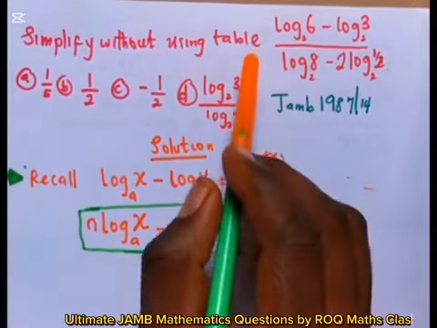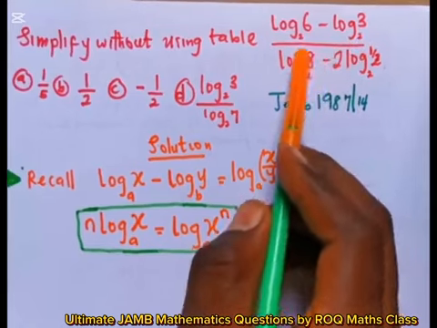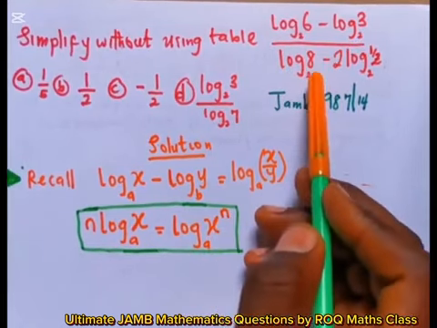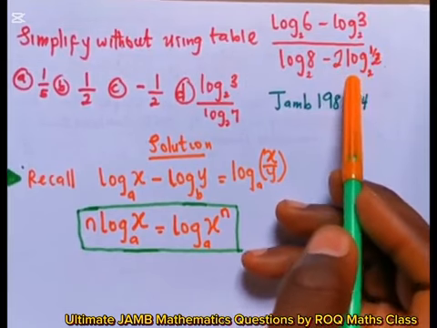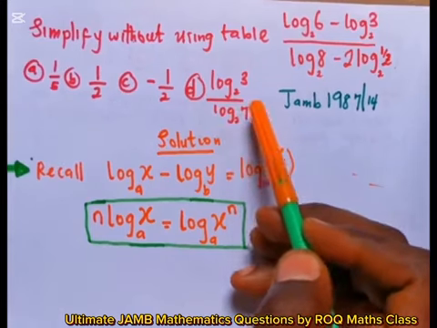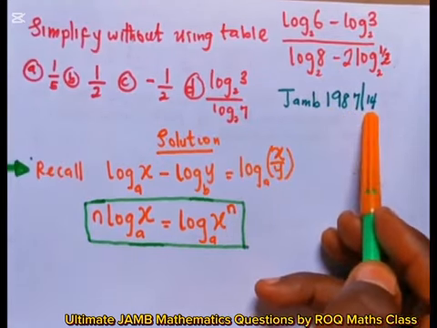Simplify without using table: log of 6 base 2 minus log of 3 base 2, all over log of 8 base 2 minus 2 log of 1 over 2 base 2. And we are given the following options. JAMB 1987, question 14. Solution.